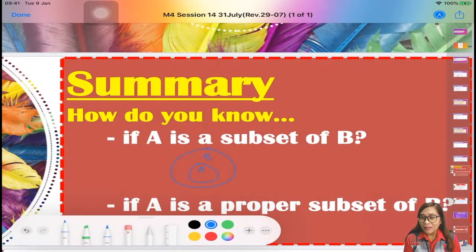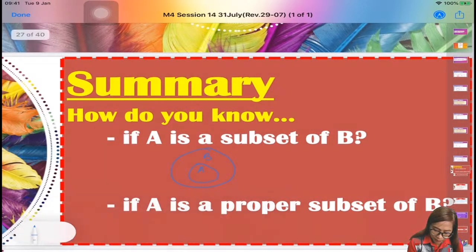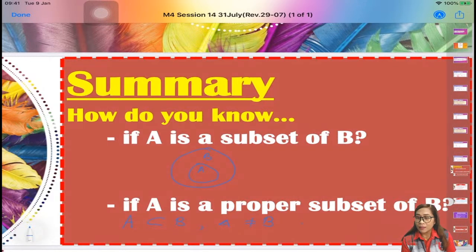Okay. What is your number? Room 1, yes. Okay, so what is it? Let me write here. A is a subset of B, but A must not be equal to B. Okay. Thank you for your answers.